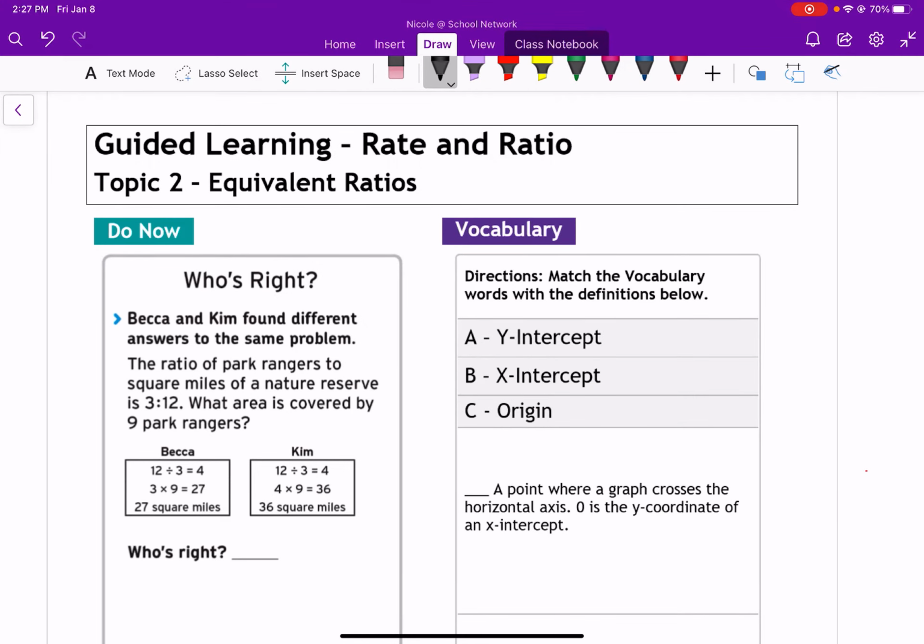Okay, welcome back. We are on day 2 of LEP5. So make sure to do all the software up until this point so you're ready to go for the next one. So here we're going over equivalent ratios.